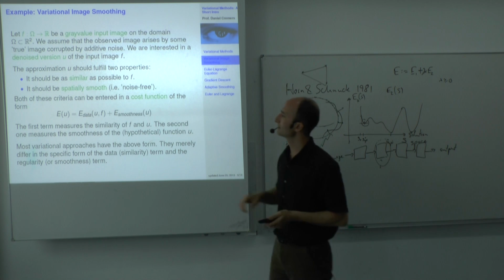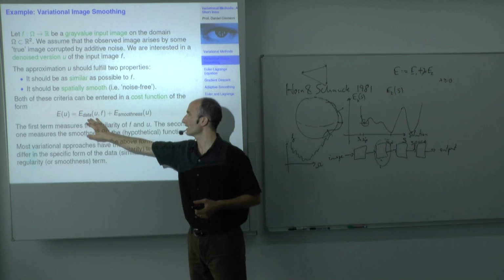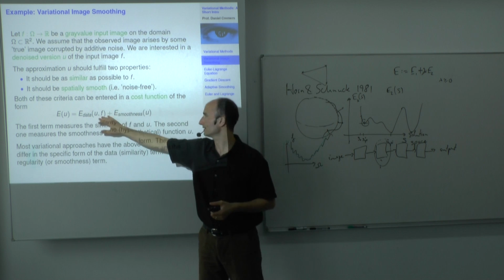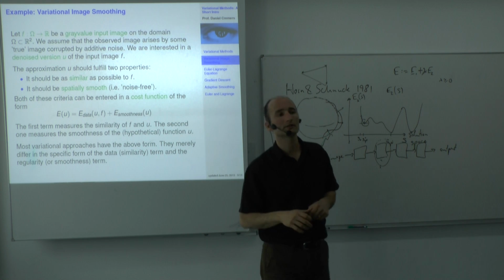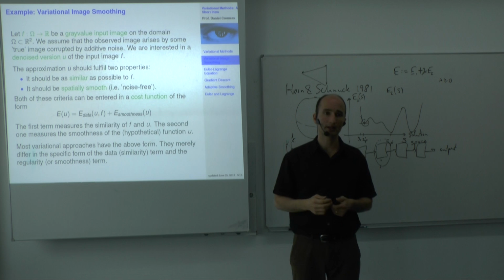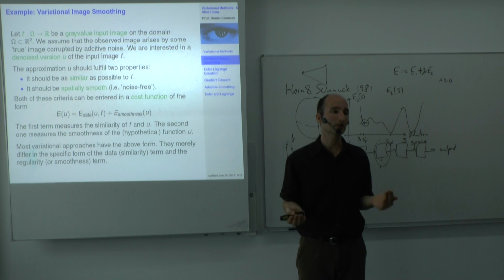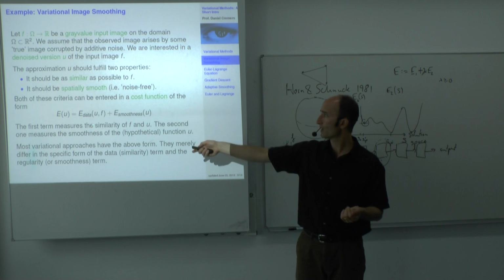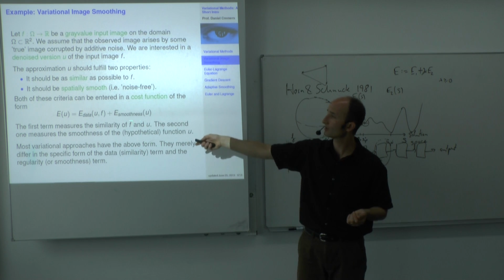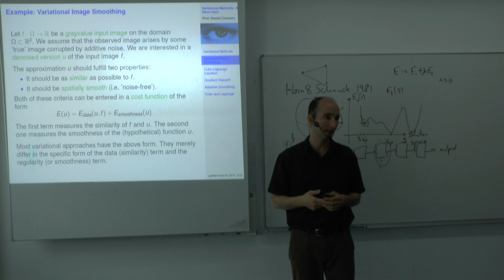It's interesting that for image smoothing, the variational method looks like that: a data term, a smoothness term. It turns out that for pretty much all variational methods, cost functions have this form. They typically consist of two energies. One is a data fidelity term and one is a smoothness or regularity term.